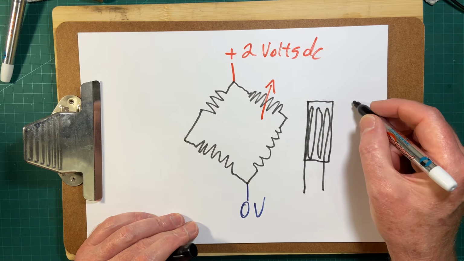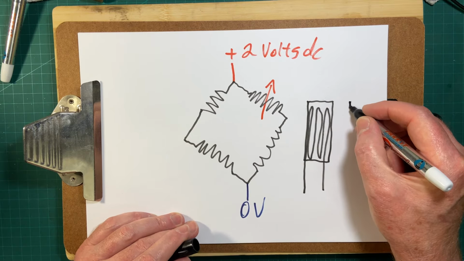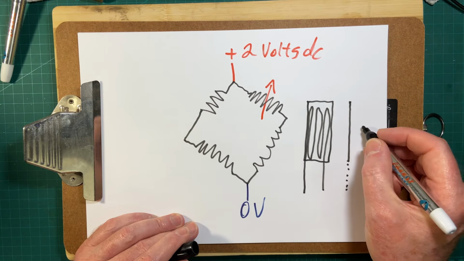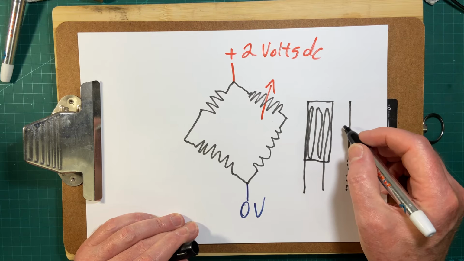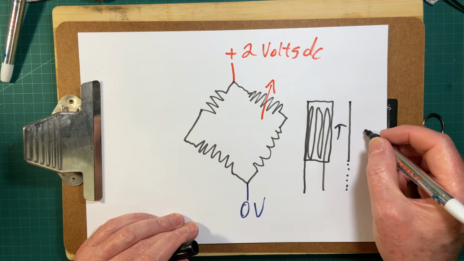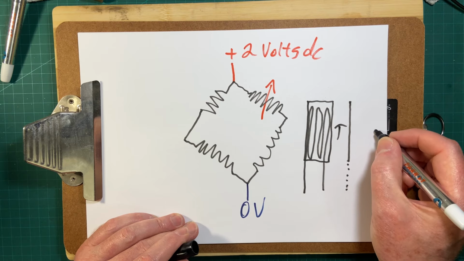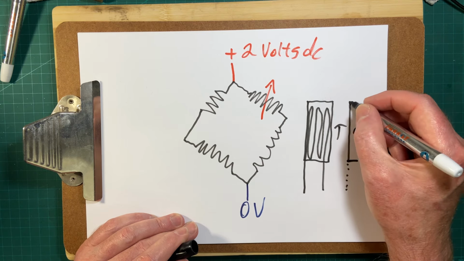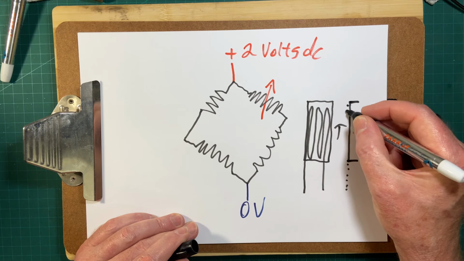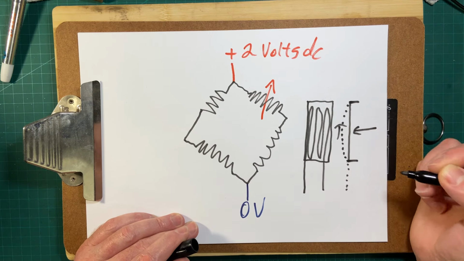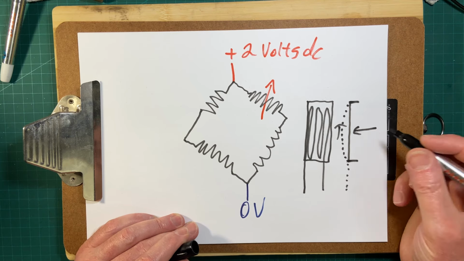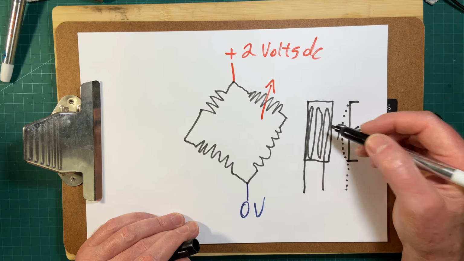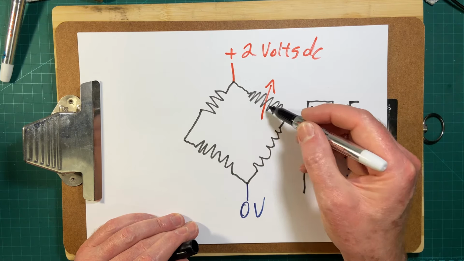Now if you look at this sideways, it looks like that. There's those wires, and your force, if that is the top over there, your force is applied sideways. So this then bends and you apply force to it, which stretches that, causing the resistance to change.